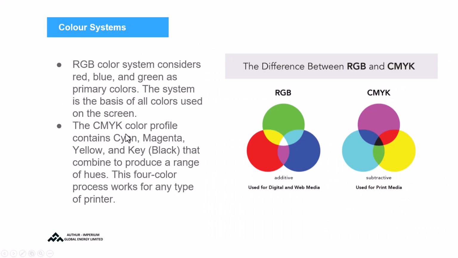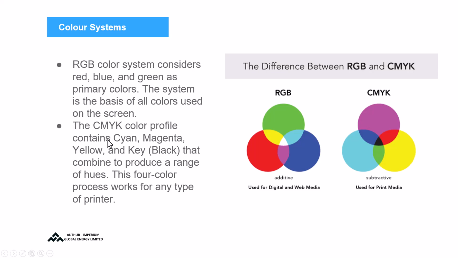So before we get there, let's talk about color systems. Color systems are important because you'll be doing most of your design on a computer, and you have to understand the different ways computers represent color. So the first color system is RGB, standing for red, green, and blue. So the RGB color system considers red, green, and blue as its primary colors. The system is the basis for all colors used on screen. So if you have a laptop or a phone, the colors you see on your screen are produced using the RGB color system. Okay, red, green, and blue.